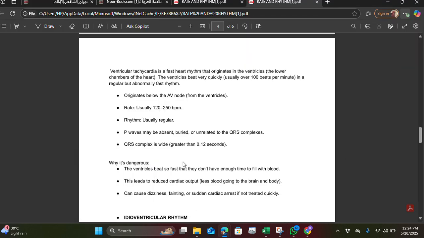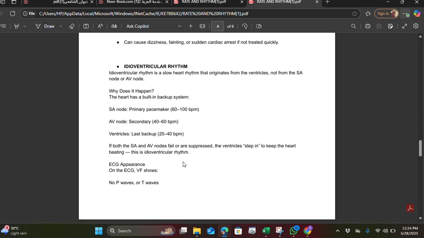For idioventricular rhythm, the rhythm is very, very slow because it originates from the ventricles, not the SA node, not the AV node. And there was that analogy I used for it: the father is supposed to be the one providing for the family. He dies. Then the mother is supposed to be providing for the family. The mother starts providing. She also dies. And then the firstborn is left to provide for the family.